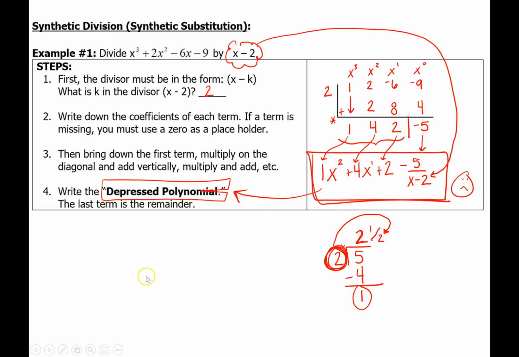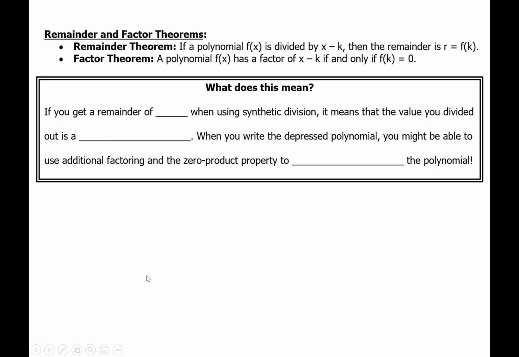All right, so let's look at when this can be useful to us. We have 2 theorems that are going to help us to take synthetic division and do lots of great things with it. First is the remainder theorem. And the remainder theorem says if a polynomial f of x is divided by x minus k, then the remainder r is equal to f of k. Now when we put that with the factor theorem, which says a polynomial f of x has a factor of x minus k if and only if f of k equals 0, this is where our kind of greatness for today's lesson comes from.